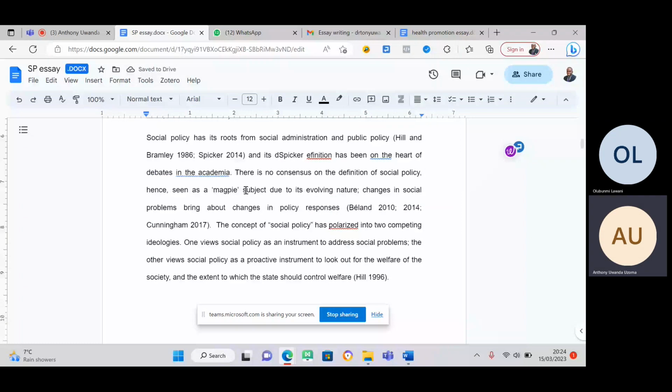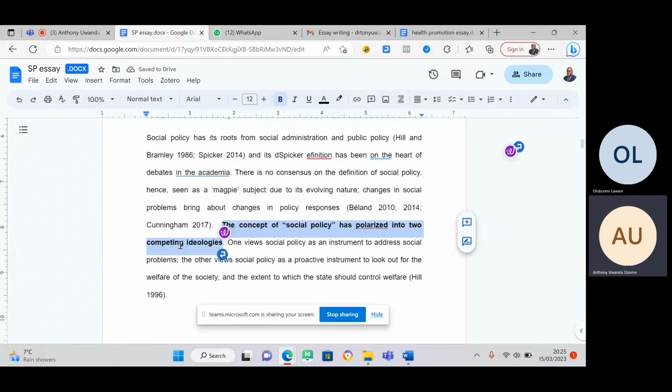So this one now is theory. I told you there are 2 parts to it. This is theory. Now look at this one: the concept has been polarized into 2 competing ideologies. You see, that is critical writing. Having read widely, I know that there are 2 big ideologies. That is critical writing.